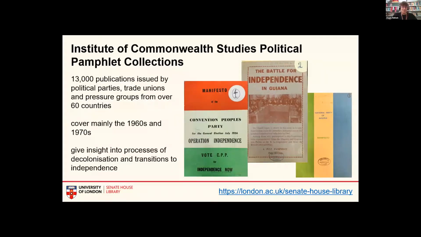An effort was also made to collect political publications from beyond the main political parties of each country. So you'll also find printed outputs of trade unions, pressure groups, and non-government organizations in these collections, which are a really valuable resource as well.